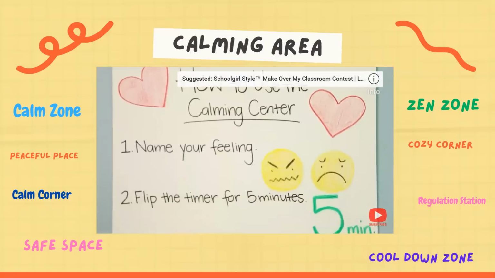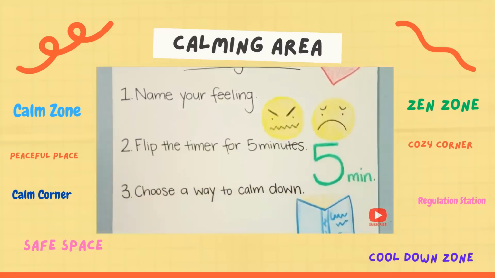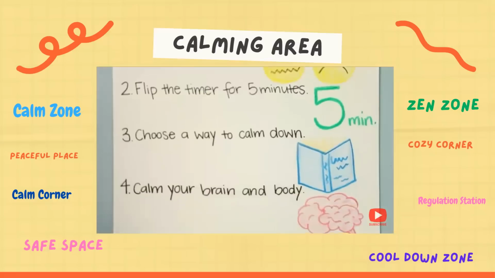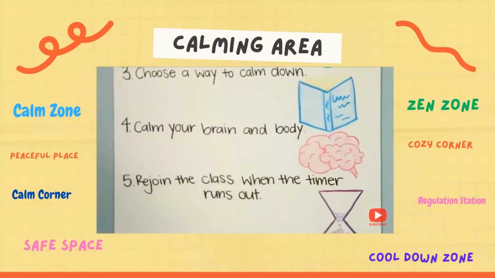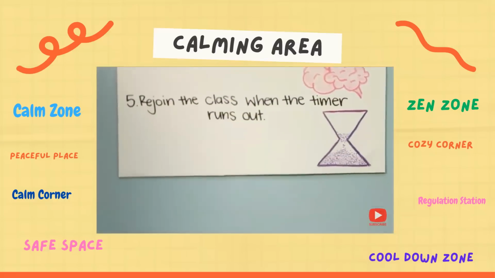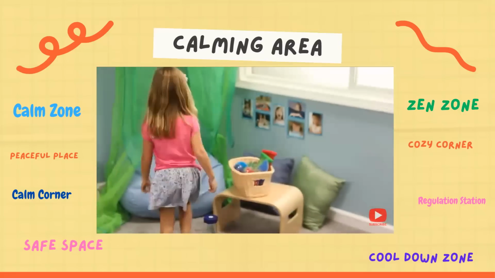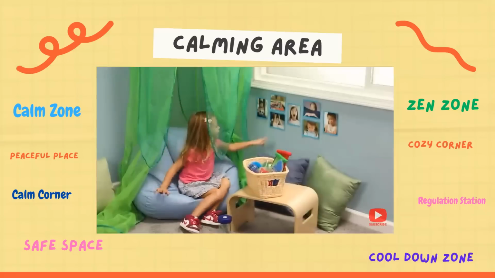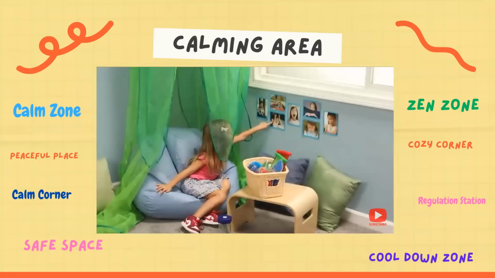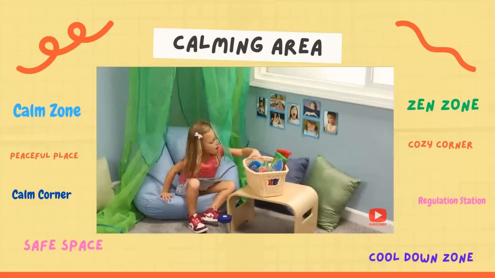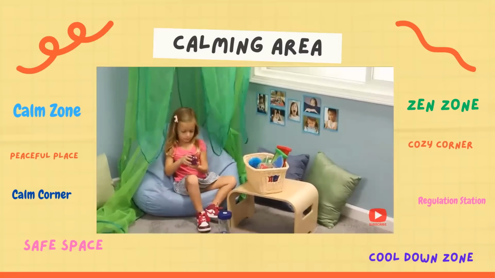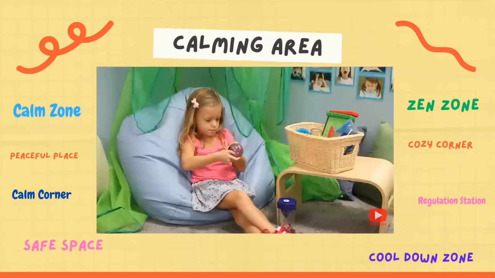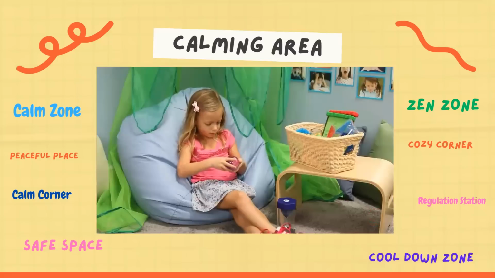When you're ready to roll out the center with your class, share your expectations and discuss how to use the space. I like to bring up a volunteer to show how the calming center is used by following these simple steps. Quietly enter the calming center and sit down. Decide how you feel. Use the feelings cards to help you. Choose a way to calm down. Flip the timer over. Calm your brain and body. And when the sand stops falling through the timer, it's time to clean up and rejoin the class.